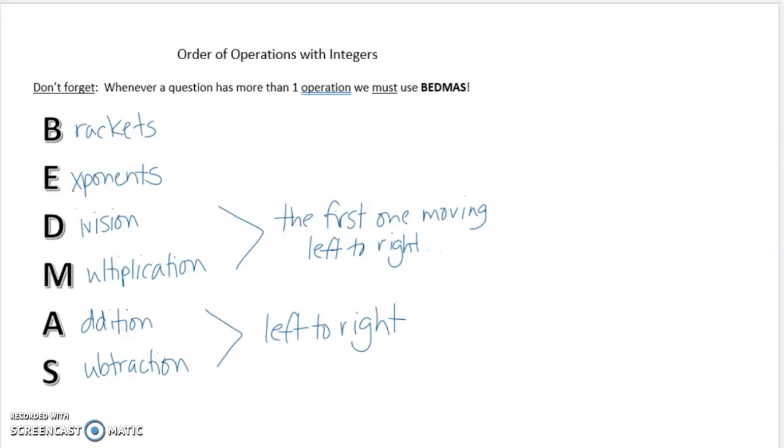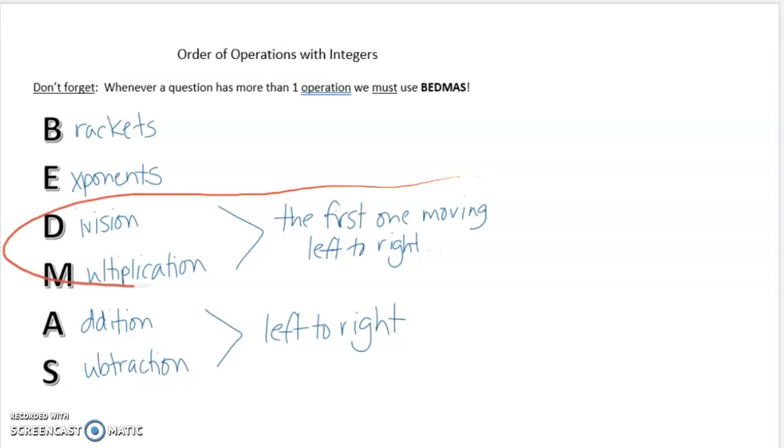So today's title is called Order of Operations with Integers. Just a little thing here. Don't forget, whenever a question has more than one operation, we must use BEDMAS. Here's what BEDMAS stands for. B is for bracket, E is exponents, D is division, M multiplication, addition, and subtraction.